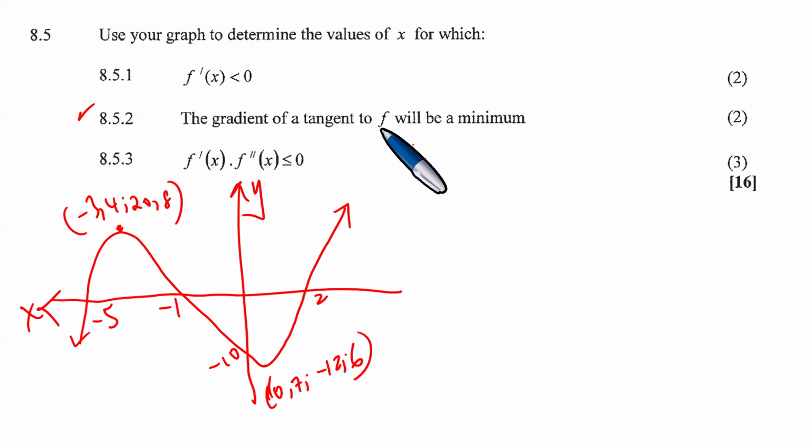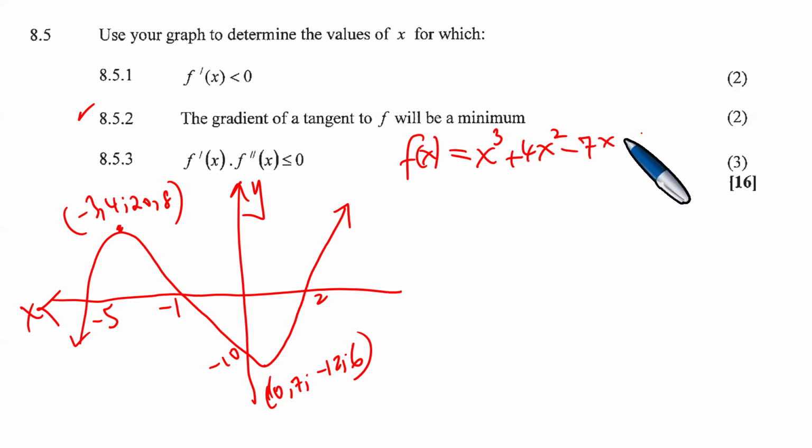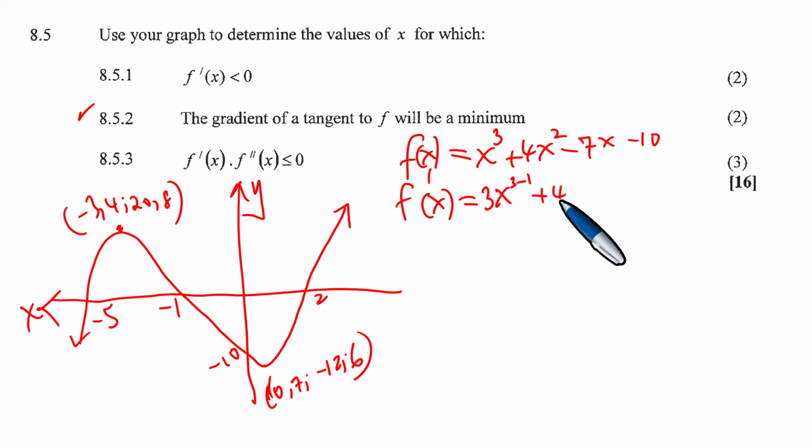Let us look at this very carefully. The original function is f of x equals x cubed plus 4x squared minus 7x minus 10. Let's find the first derivative. Bring down 3 using the power rule, subtract 1 from 3. 4 times 2, x to the power of 2 minus 1. For the x, the power is 1, so bring down 1, then subtract 1.